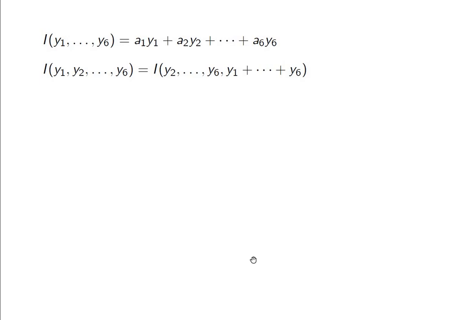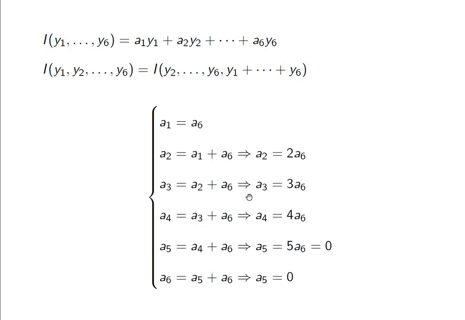Let's write down a system of equations. If you write down a system of equations, the coefficient of y1 on top is a1. The coefficient of y1 at the bottom would be a6, because you're multiplying the last component by a6. Coefficient of y2 on top is a2. Coefficient of y2 at the bottom would be a1 plus a6. So a2 must be a1 plus a6.